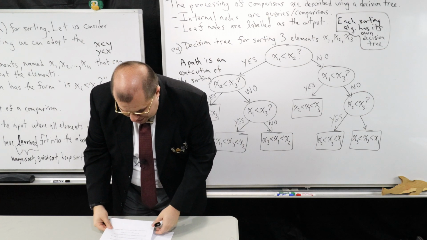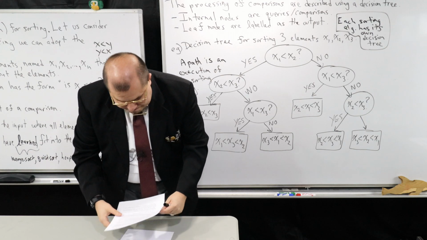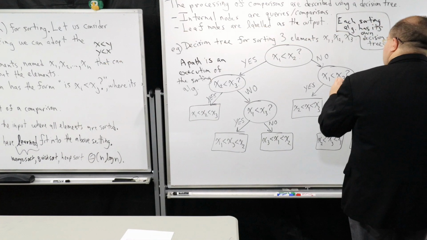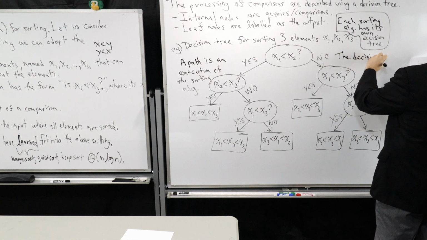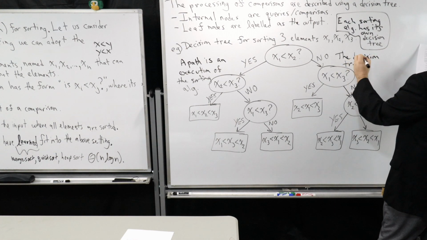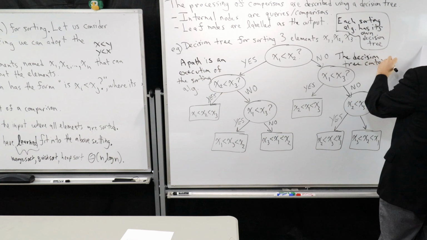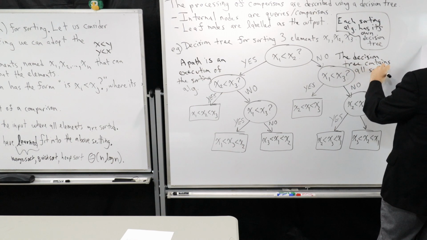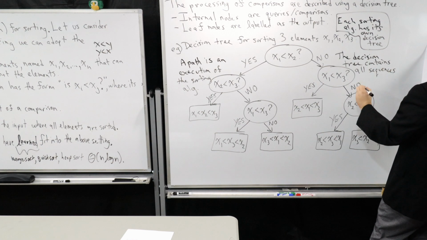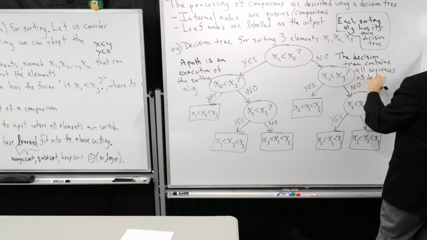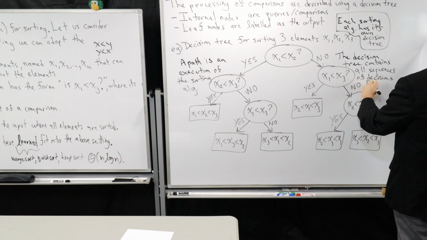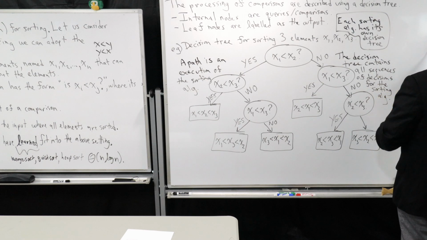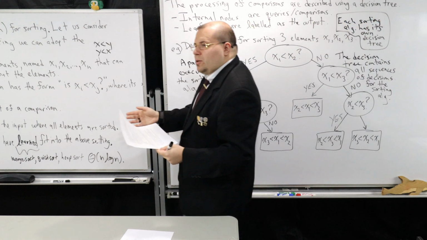Let me just say something about that. I just want to remark that the decision tree contains all sequences of decisions for the sorting algorithm. So it's just telling me the comparisons, the order in which the comparisons are happening.